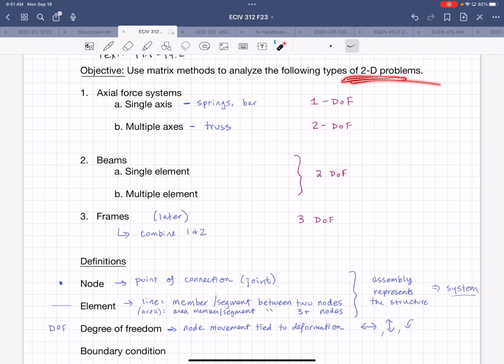Now this is only for 2-dimensional problems. If we have a 3-dimensional consideration, a frame would have 6 degrees of freedom. So in this class, we'll just deal with 2 dimensions. All right, so that should get you primed for finite element analysis. We'll continue on Wednesday.